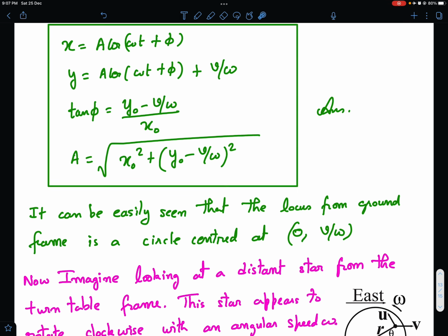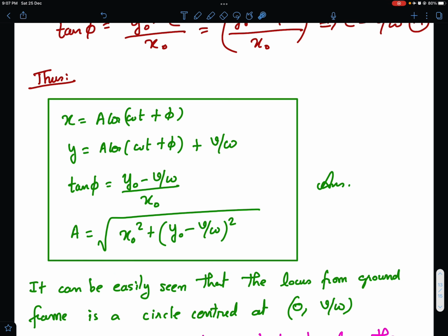Now the other part of the question was to comment on what kind of trajectory the particle will undergo from the turntable frame. For this, there's a very beautiful logic that we can apply. Imagine you are sitting on this turntable and you are looking at a far away star in the east direction. So very far, you are always looking towards the east direction.